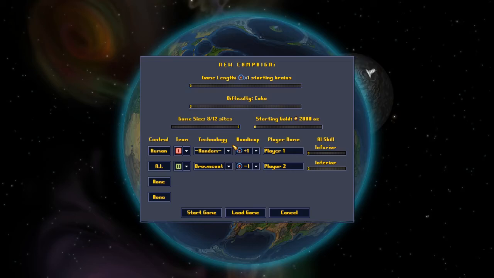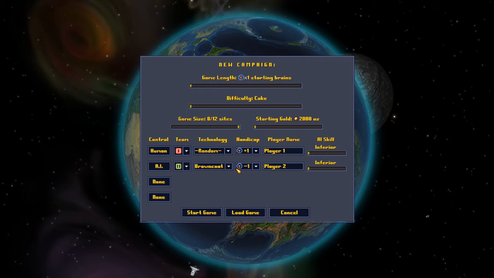So I'm going to be showing how to do the metagame achievements in Cortex Command. Basically, you want to make sure that this is one starting brain. The difficulty is cake, so the easiest one. This doesn't really matter. Don't worry about this one.